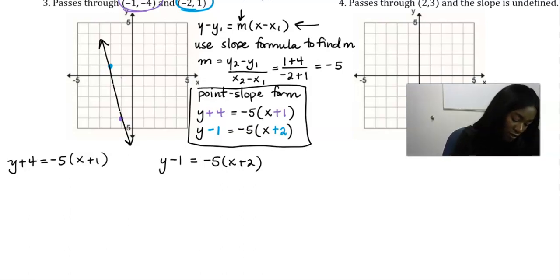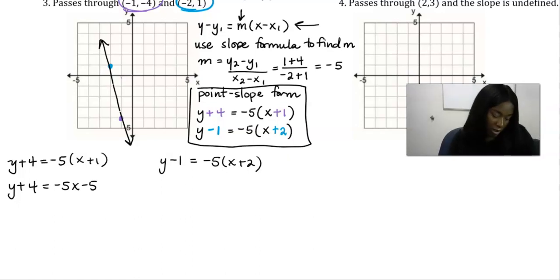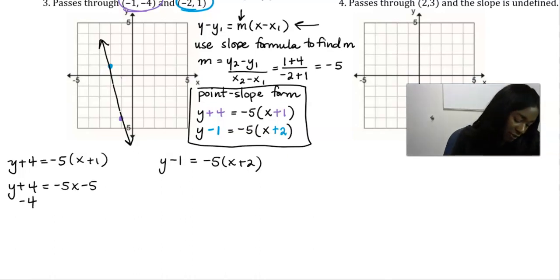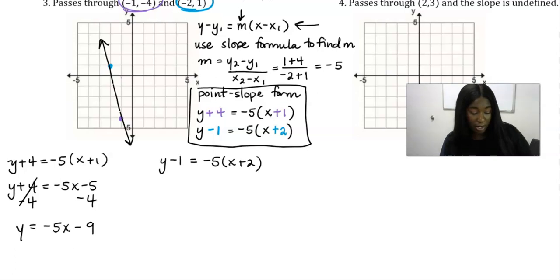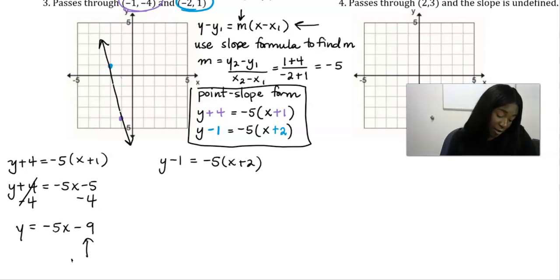So in both of these, I'm going to just distribute the negative 5 first to give me a negative 5x minus 5. I'll do one at a time. And now I still haven't solved for y yet, so I'm going to subtract 4 from both sides, which gives me that y is equal to negative 5x minus 9. Now that should be the line in slope intercept form. It looks pretty good because I can see that it has a y-intercept of negative 9, and it does look like this line would be hitting the y-axis around there.